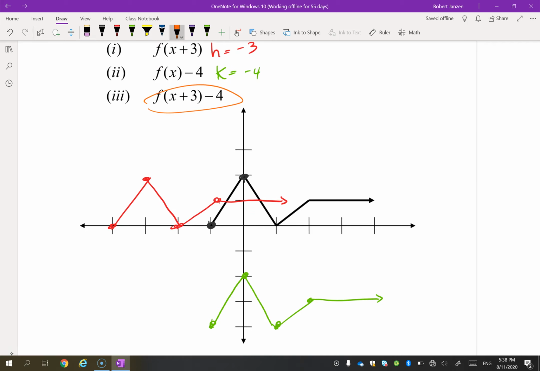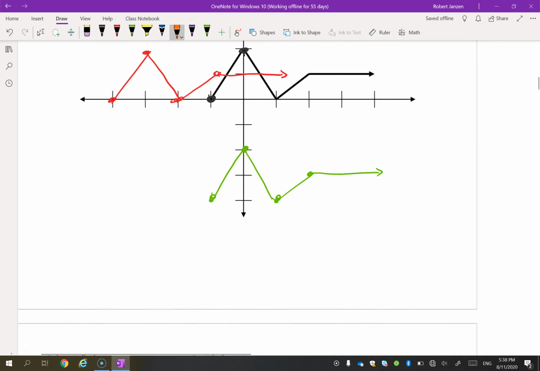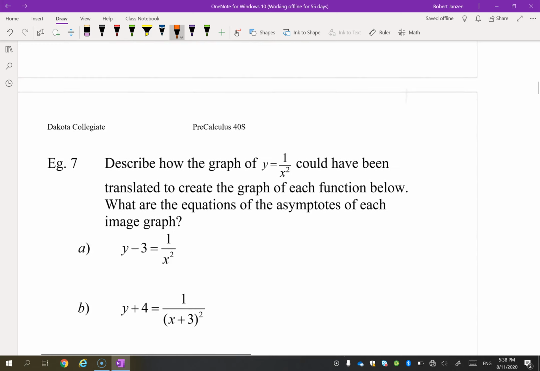Okay, last one here. H is -3, K is -4. Okay, so we'll do both of those. So I'm going to have a point there, have a point here, here, and here. And there are my graphs.